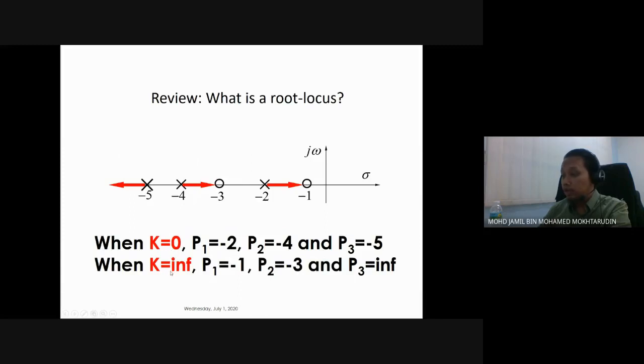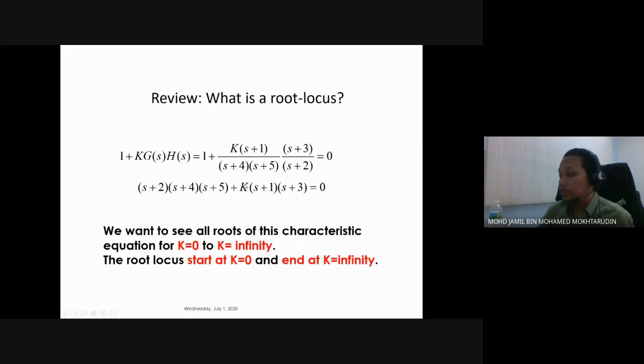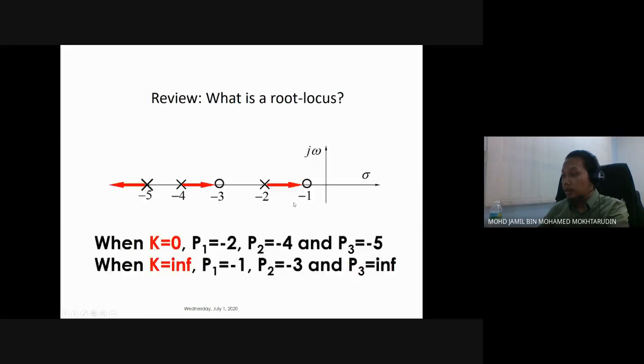Now you find the value of poles when K equals infinity. When K equals infinity, this value here will be very large compared to this, so you can ignore these three values and only take these two values here. So you will get the poles at s equals -1 and s equals -3.